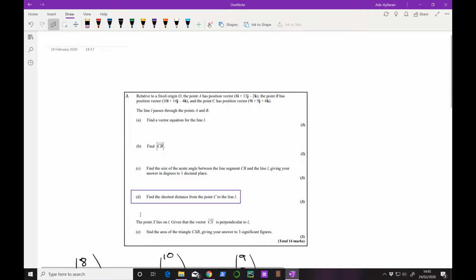Part B tells us to find the magnitude of CB. So C is some position vector that happens to not lie on the line.